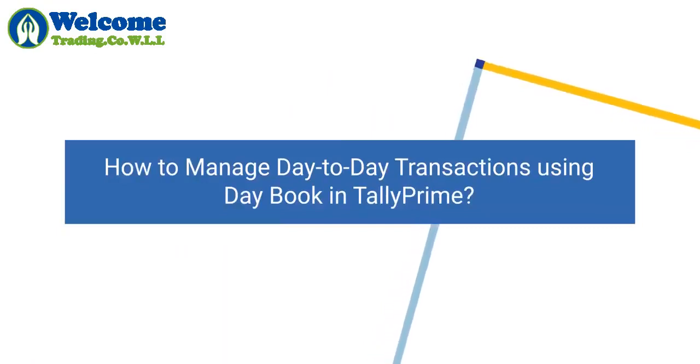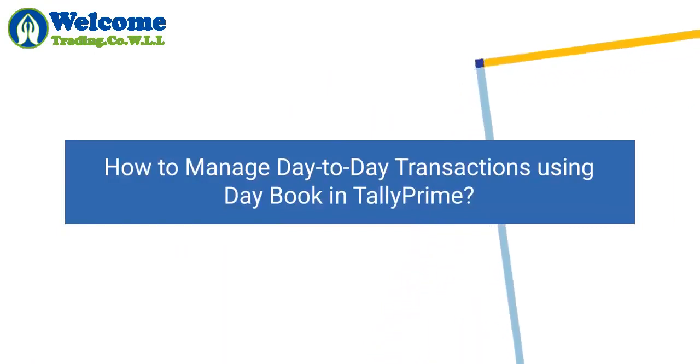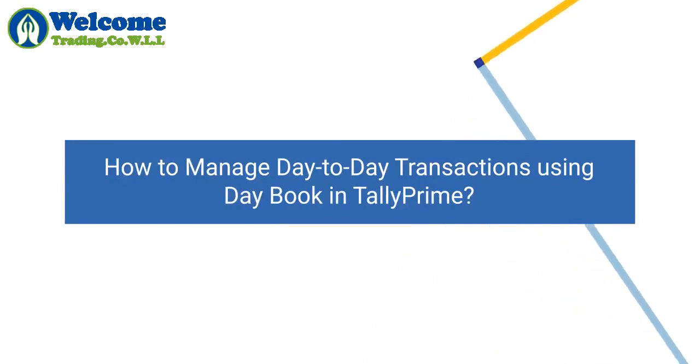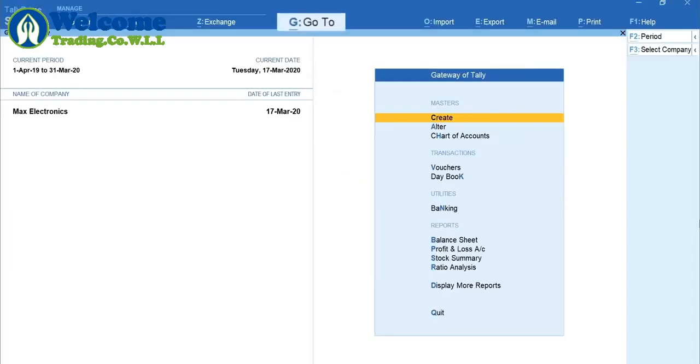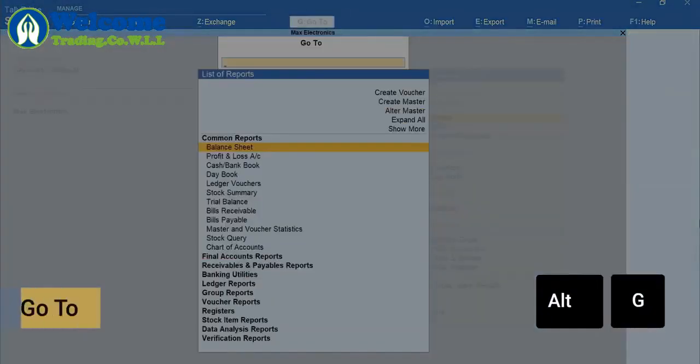In this session, you'll learn about Daybook and things you can do for managing day-to-day business transactions. By listing all the transactions made in a day, Daybook helps you to stay on top of your financial activities. To view Daybook, press Alt plus G for GoTo.